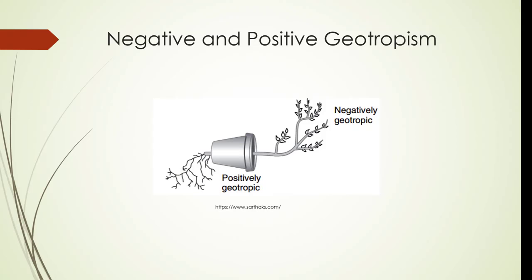And this is what that looks like. So you see your shoots on the side laying plant are wanting to go up, so they're negatively geotropic. And on the left, our roots are trying to grow down, and they're positively geotropic.